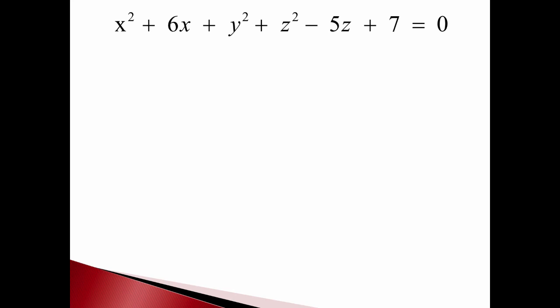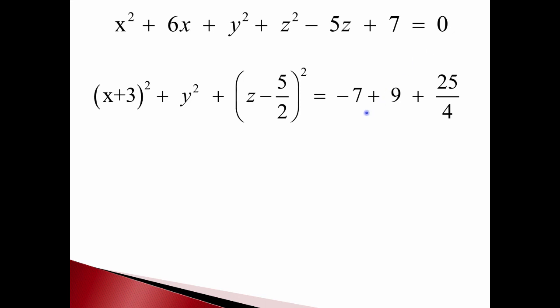We'll have to go through and take this x squared plus 6x, add something to it so that we can make it (x plus something) squared. Then the y squared is fine like it is, because there's no other y. But the z squared minus 5z, we'll have to complete the square there too. And then when we add things or subtract things to complete the square, we'll have to balance everything out so that it all works. So let's take this 7 and bring it to the other side as a -7.